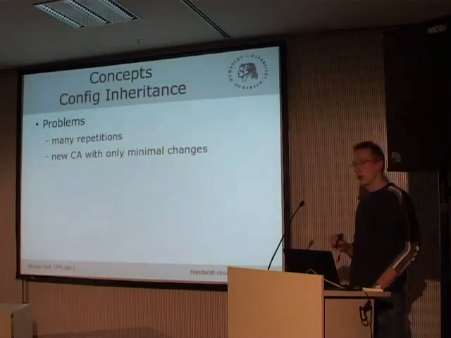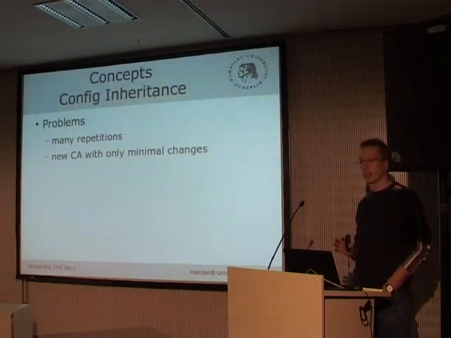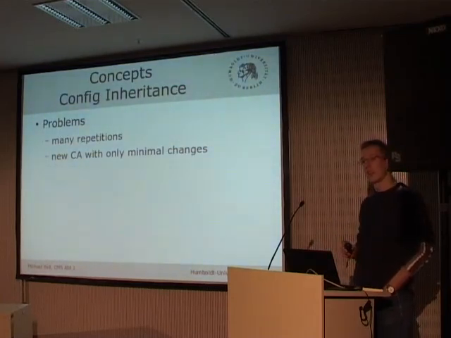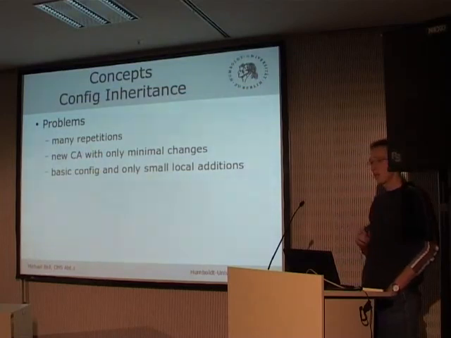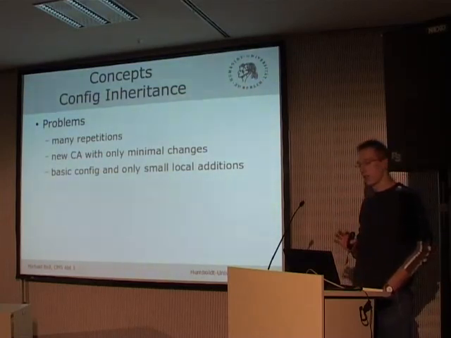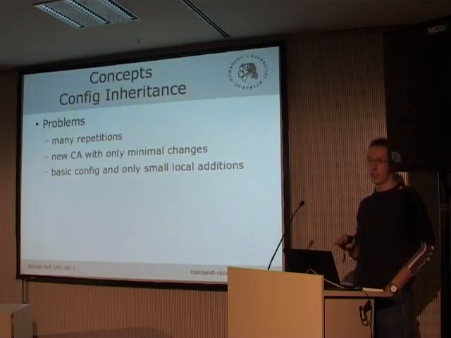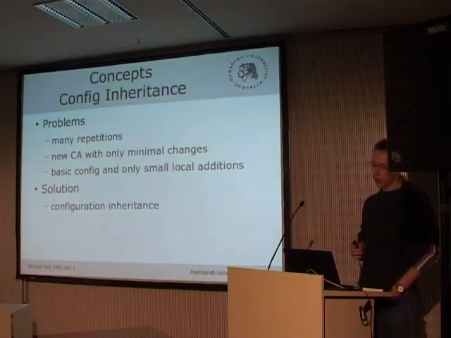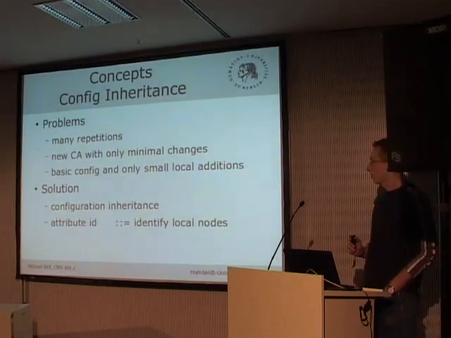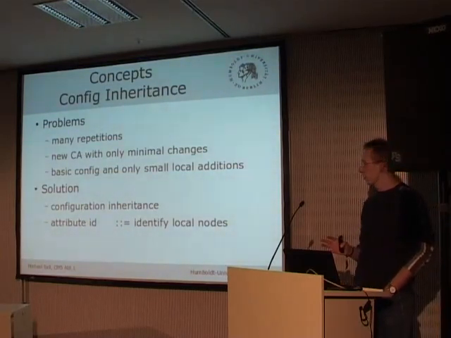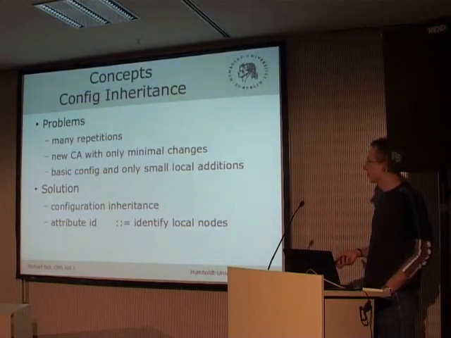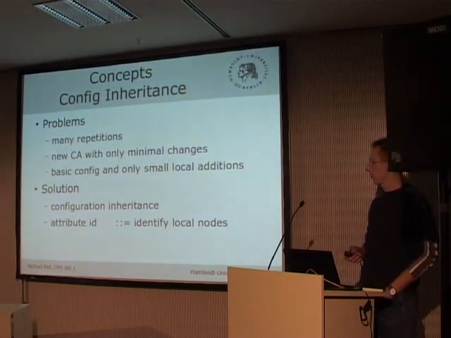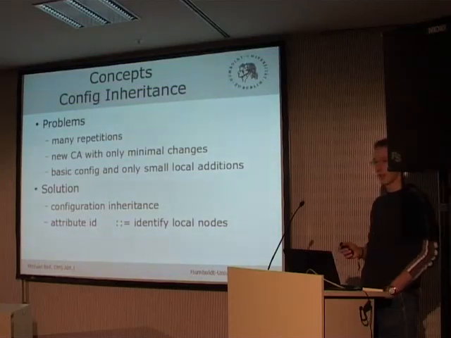The next thing is, if you create a new CA, you don't want to make mistakes. So what you do is copy the whole thing and try to make minimal changes. And usually you forget something. And the final thing is that you have a basic configuration and only need to make very small local additions. This is the idea behind configuration inheritance. So how does it work? We have an XML configuration for the complete system. We have no other configuration except for the logging, because we use a module called Log4perl, which is the same thing as log4j from the Apache software project. All other stuff is configured in XML.